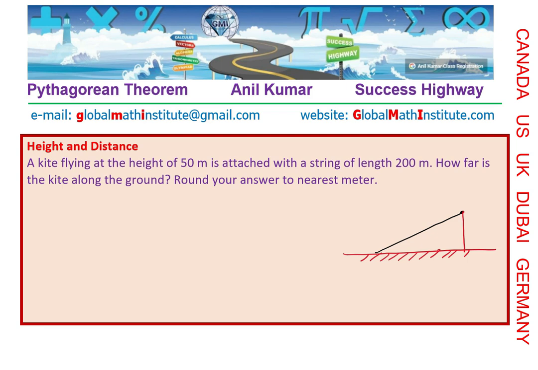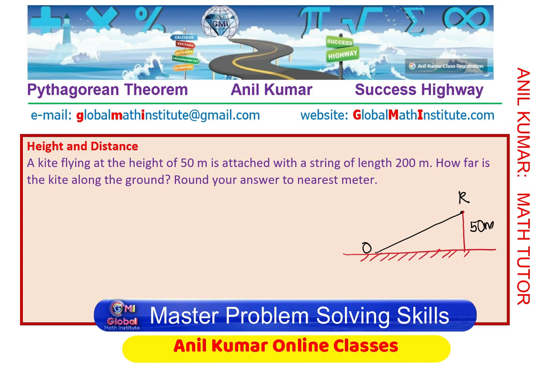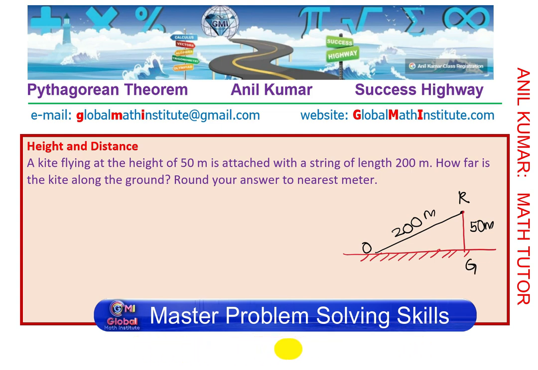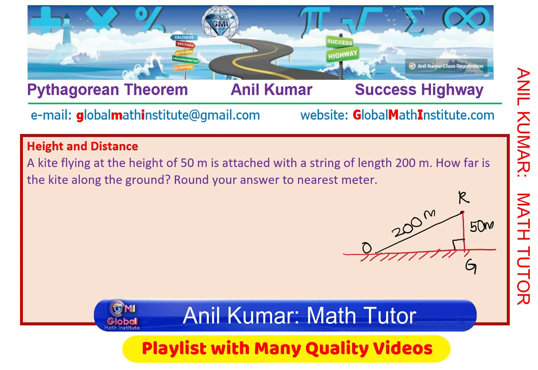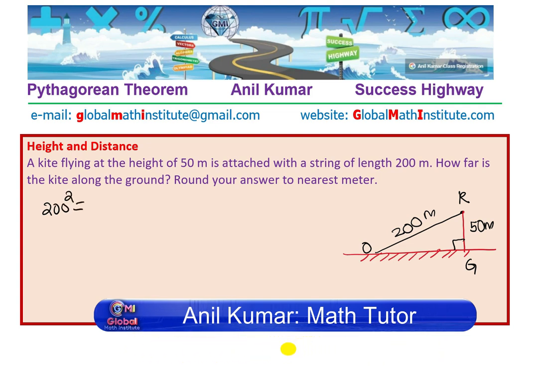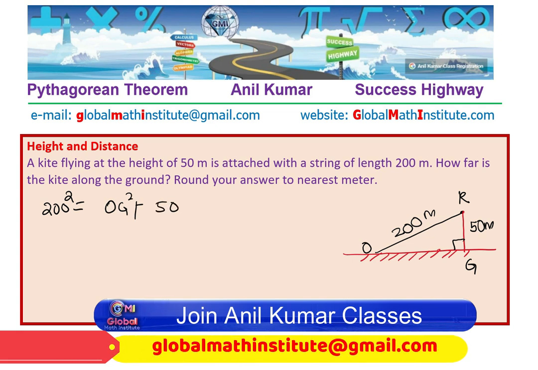So what we are given here is that from this position O, this is the position K, and it is at a height of 50 meters. And the string length is 200 meters. We really need to find what is O to G, distance along the ground, right? So, since this is a right angle triangle, now, remember this time, this 200 is the hypotenuse. That square should be equal to OG square plus 50 square. Is that clear to you, right?